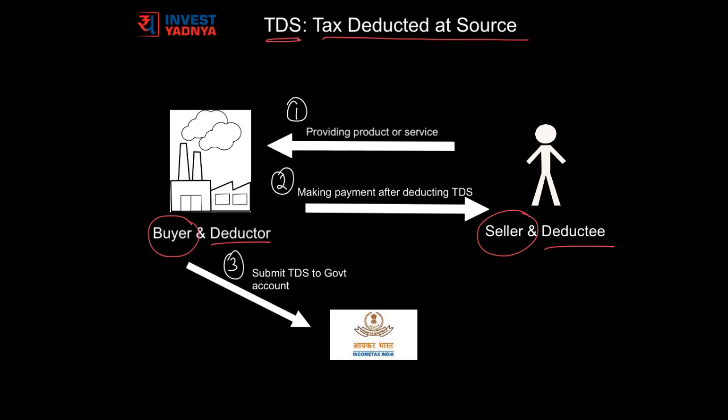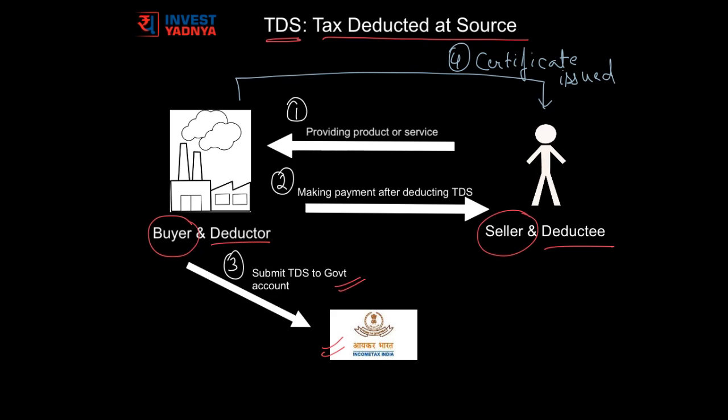TDS collected by the deductor is then deposited in the bank, which in turn deposits it to the government's account with the income tax department. The deductee gets the credit of the TDS deducted in his personal income tax assessment on the basis of the certificate issued by the deductor.